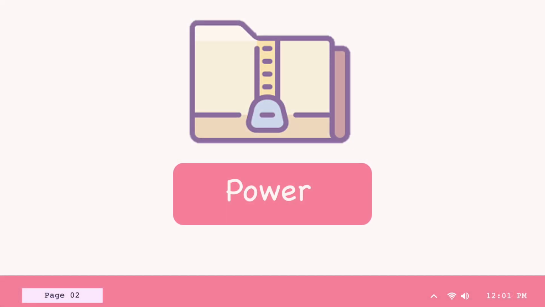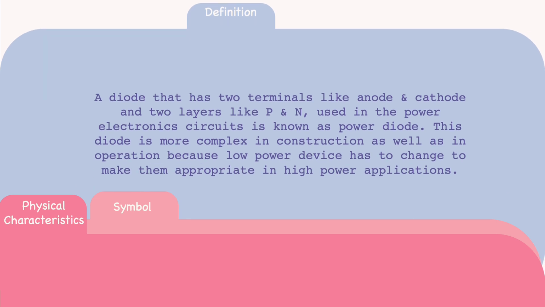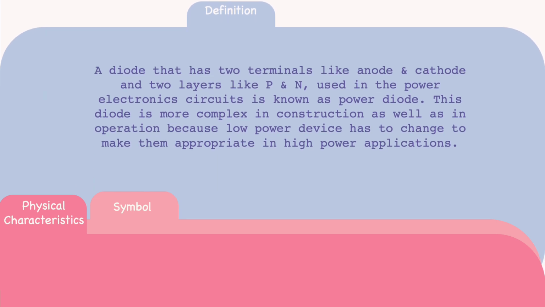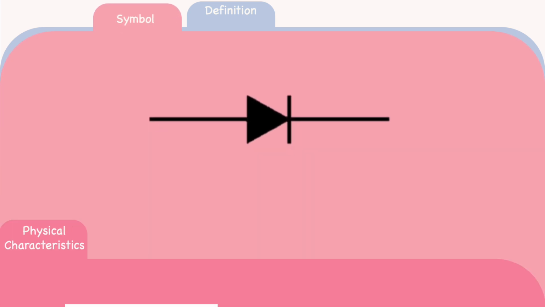Next, we are going to discuss the power diode. A diode that has two terminals, anode and cathode, and two layers, P and N, used in power electronic circuits is known as a power diode. This diode is more complex in construction as well as in operation because low power devices have to change to make them appropriate in power applications. This is the symbol for power diode.